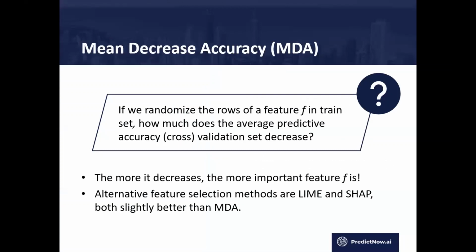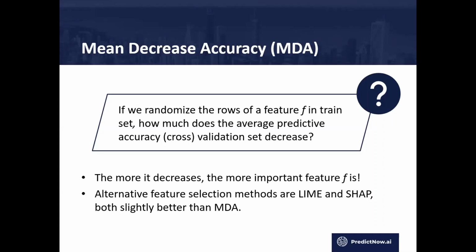Now, here is a little bit of a technical slide. It tells you how feature selection is usually done, the typical algorithm for feature selection. It's an algorithm called MDA, mean decreased accuracy. What it does is that for a particular feature, MDA will randomize the rows. That is to say, it will randomly map different feature values, different predictor values, to a label.